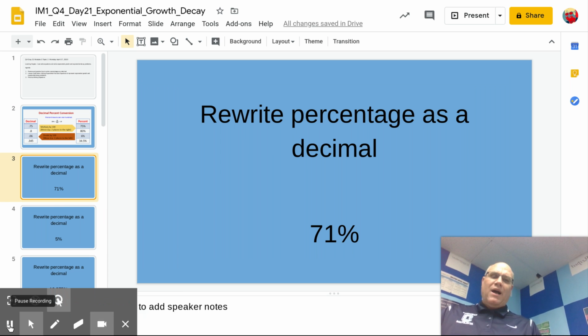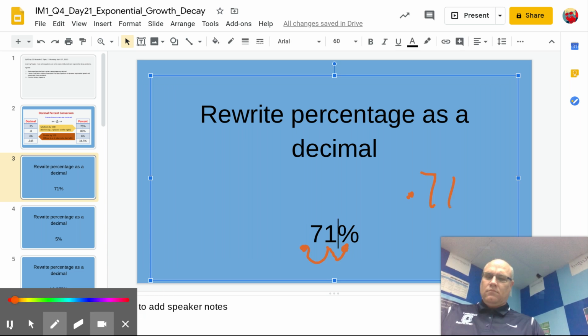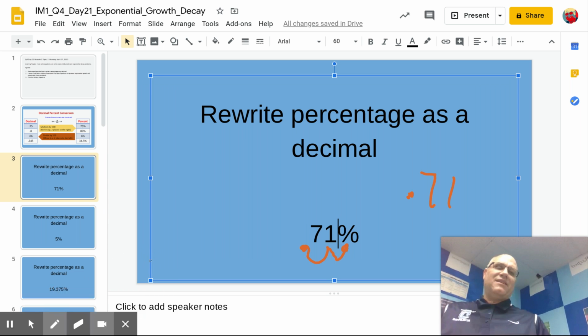All right, I want you to write 71% as a decimal. Go ahead and enter it now. I hope you got 0.71. 71%, the decimal's after the 1. We don't say 71.0%, so we move it 2 to the left, so we get 0.71.